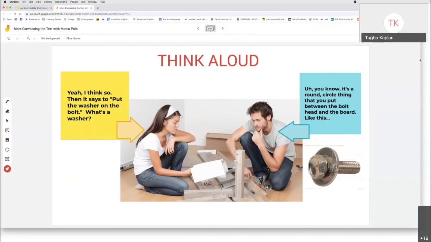Okay, so if you see the picture here, the washer is that round part around the bolt. Okay, so again, he explains it. Okay, let's continue.